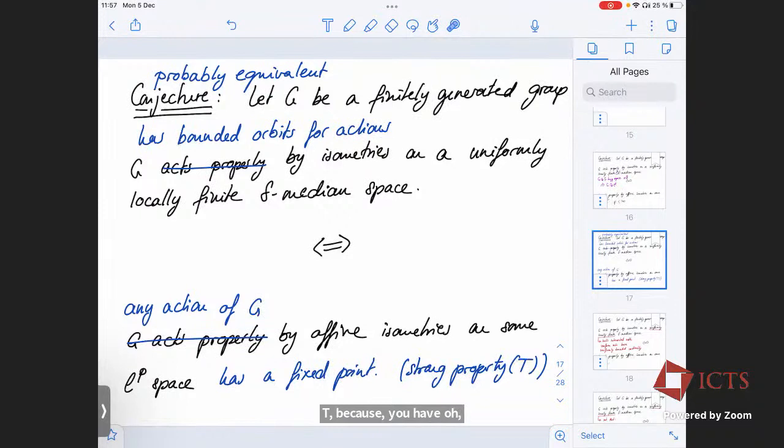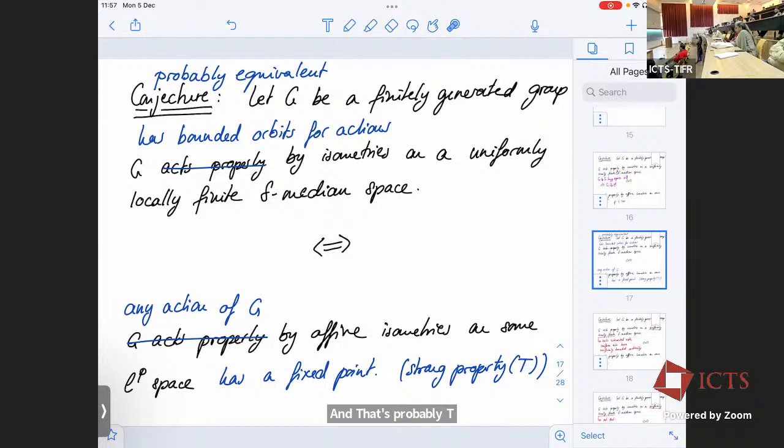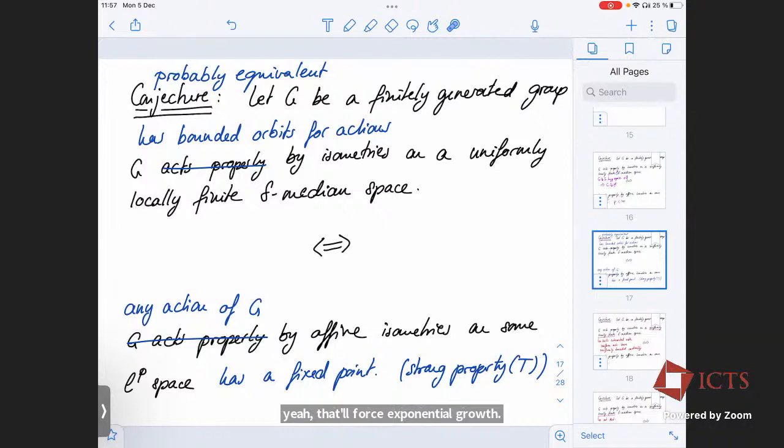So you say that if you have, you're asking if you have a finitely generated group that has fixed point property on any delta median space, would that force property T? Yeah, because it would force fixed point property for zero median spaces, and that's property T. And it would have exponential growth, these groups, or? That'll force exponential growth. If you have polynomial growth, then you get a proper action.